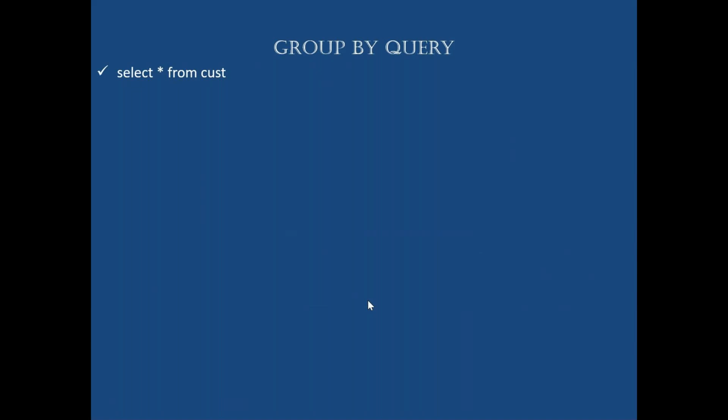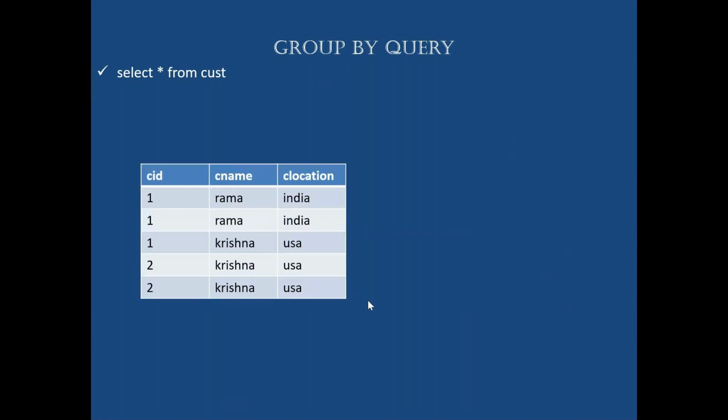It is nothing but except Pune, all other records will come in the output. Group by. Select star from customer. This is the data. Now if I say group by CID, CNAME, C location, how many groups will it create? Group by CID, CNAME, C location. How many groups will it create? Tell me.